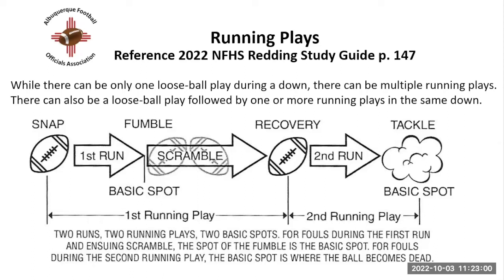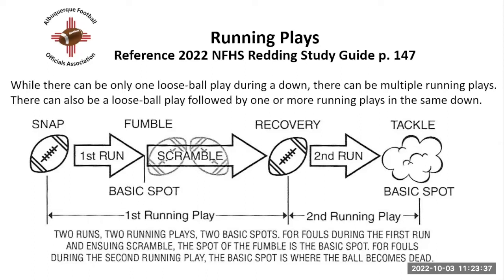For the fouls during the first run and ensuing scramble, the basic spot is the fumble. For fouls during the second running play, the basic spot is where the ball becomes dead. So as you can see, we have a snap, we have a run, then a scramble, fumble, and a scramble. Then someone gains possession. That marks the beginning of the second running play. So if anything happens during the action of that first running play, whether it's during the run or during the scramble, our basic spot's going to be where that ball was lost. Again, you'll have a beanbag on that spot.